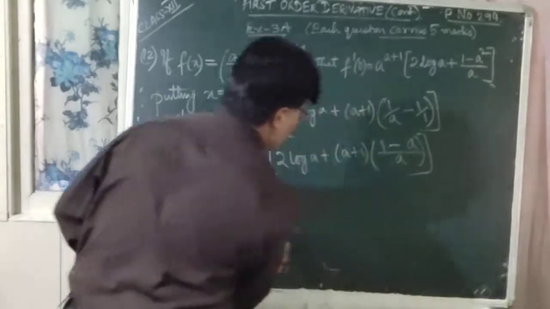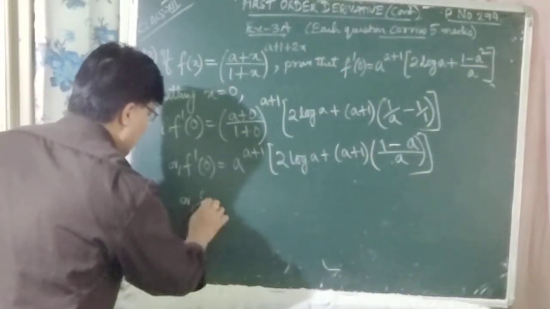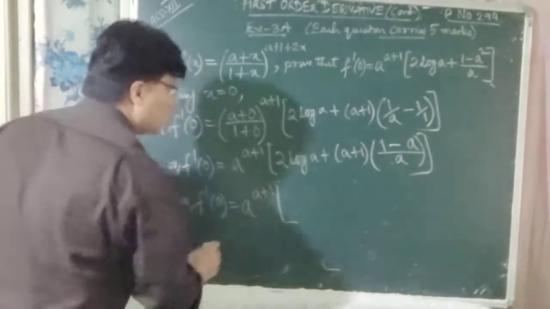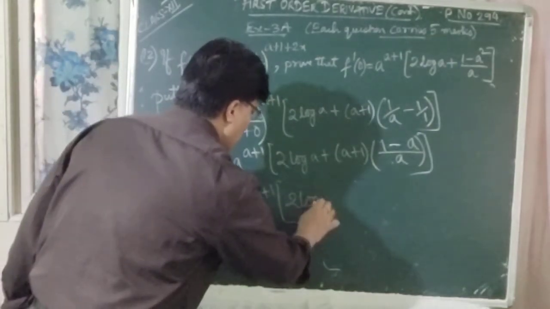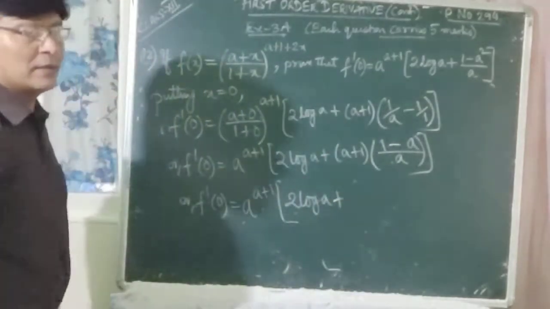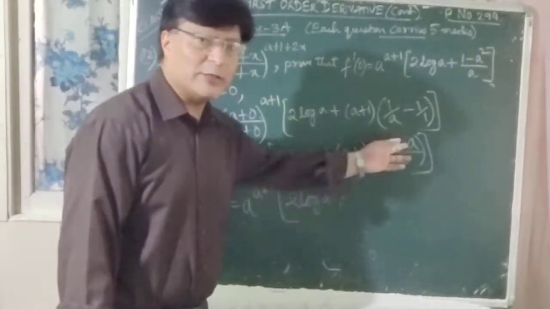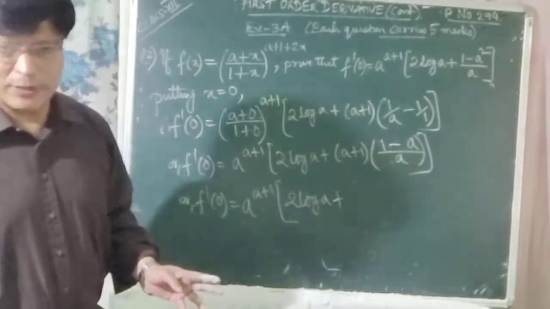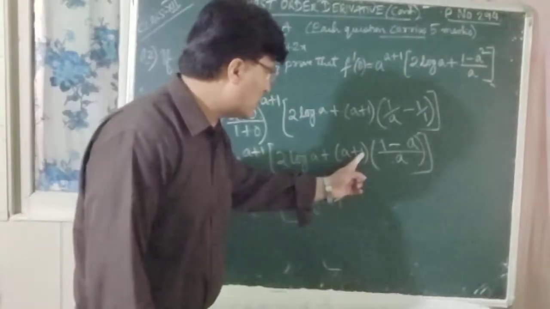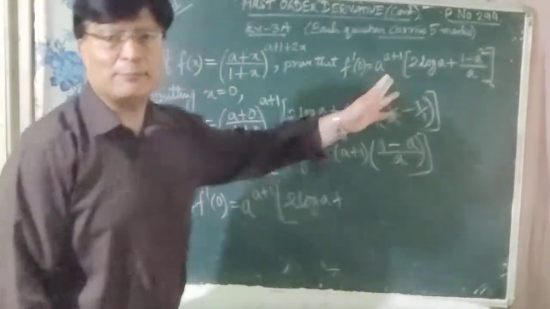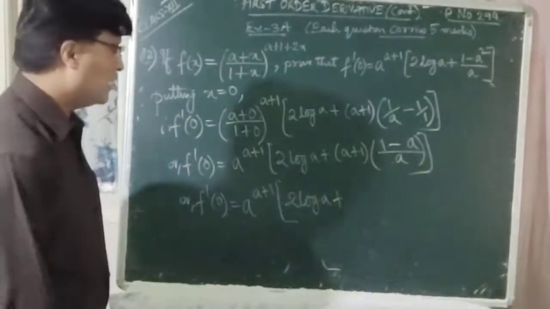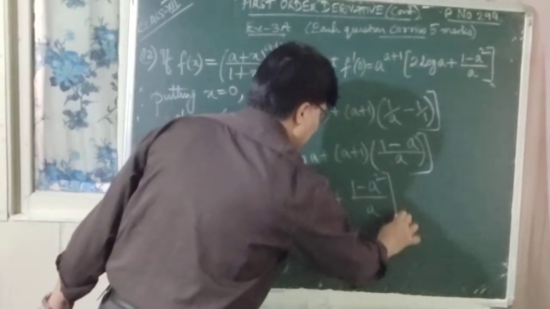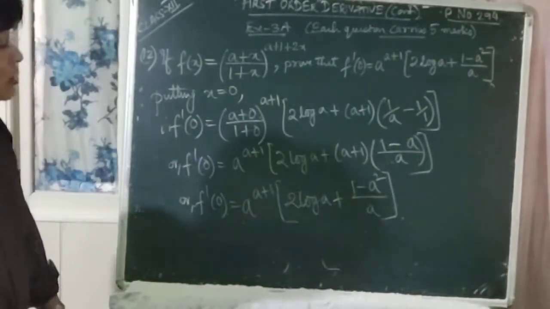So next, what do we get now? f dash of 0 is equal to a to the power a plus 1 within third bracket, it is 2 log a plus. Now here you can use a plus b into a minus b form. You can write it as 1 plus a, isn't it? a plus 1, 1 plus a are the same expression. So you can write here 1 plus a into 1 minus a, which is a plus b into a minus b, that is your a square minus b square. So it is 1 minus a square divided by a. That is, third bracket is closed.